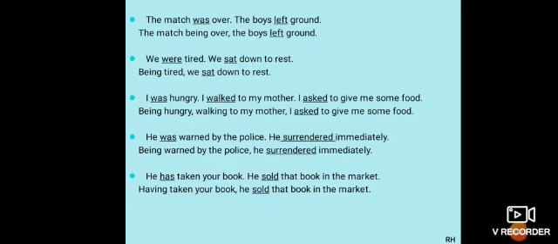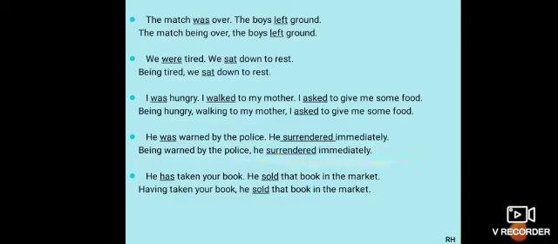Fine. Next, he was warned by the police. He surrendered immediately. Was warned is the first finite verb, surrendered is the second finite verb. Now, if you are changing was, again I'll change this was with being. So: being warned by the police. Replace the full stop with a comma, and capital H changes to small h. He surrendered immediately.